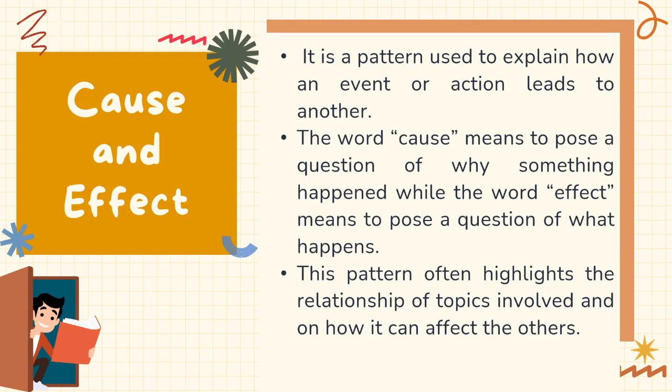Now, the third pattern is cause and effect. It is a pattern used to explain how an event or action leads to another. The word cause poses the question of why something happened, while the word effect poses the question of what happens. This pattern often highlights the relationship of topics involved and how they can affect the others. So in this pattern, we can also see two ideas: what happened, why it happened, and what happened.